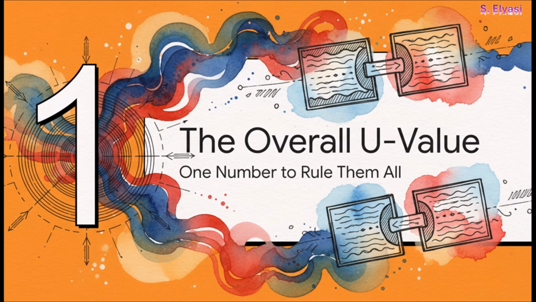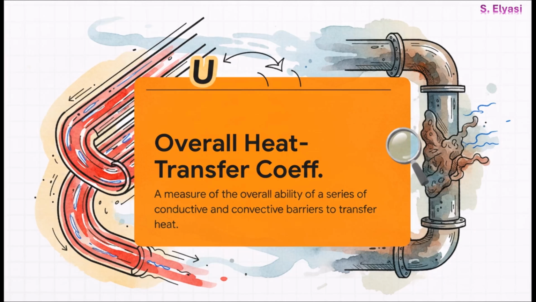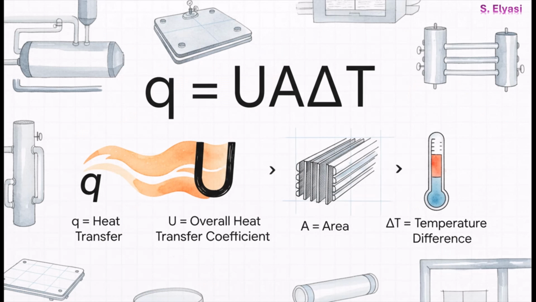Okay, let's dive right into our first section and meet the hero of our story, the overall heat transfer coefficient, which everyone just calls U. The best way to think of U is like a performance score for your entire system. A really high U value? That means you're moving heat like a champ. A low U value? Well, that means something is slowing you down, creating a bottleneck. This one number conveniently wraps up all the complex physics of heat moving through solids and fluids into a single, useful value.